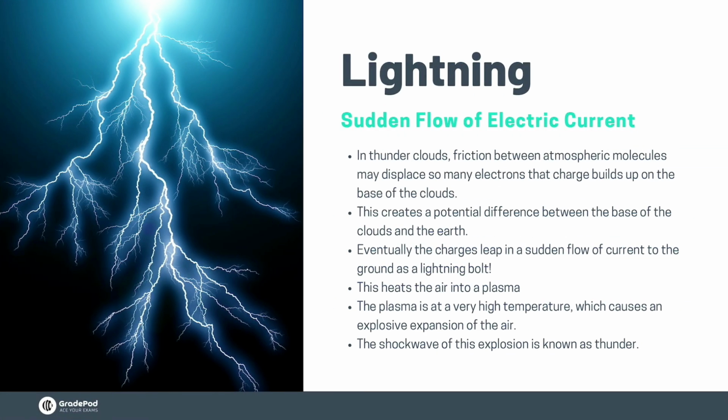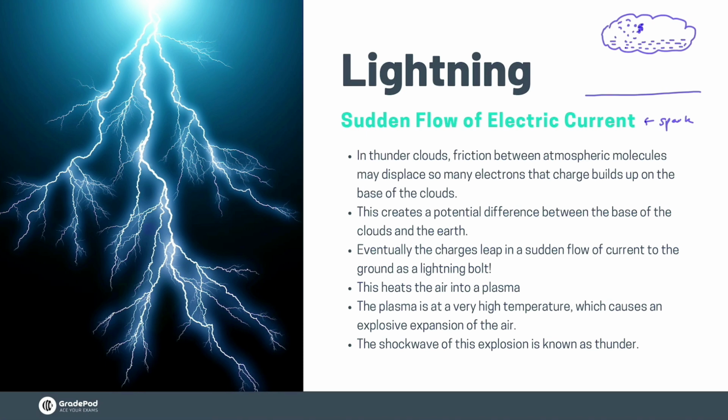Another example of a sudden flow of electric current, or a spark, is lightning. So let's draw a little diagram and see if we can explain it to you. In thunderclouds, friction between atmospheric molecules may displace so many electrons that a charge builds up on the base of the cloud. So can you imagine inside these thunderclouds there are atmospheric molecules, water molecules, all sorts of stuff, and they're rubbing against each other. And what that does is it causes electrons to be displaced. So what we'll find is the electrons might build up on the bottom of the cloud like this.